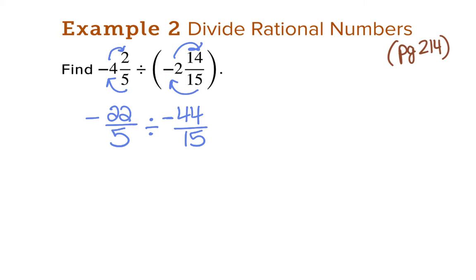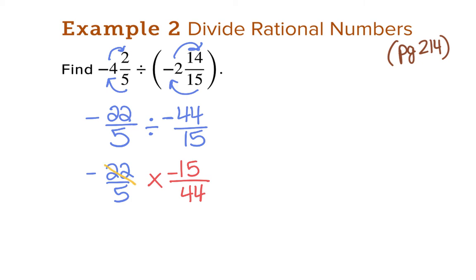Now I need to multiply by the reciprocal. So that first number stays the same, negative 22/5, but I change my division to multiplication and I flip that second number. It doesn't matter if you keep the negative on top, on bottom, or if it stays out front. I'm just going to keep it up on top there. That part really doesn't matter at all. And then I'm going to solve by either multiplying straight across, or what I would actually prefer to do is simplify before I multiply.